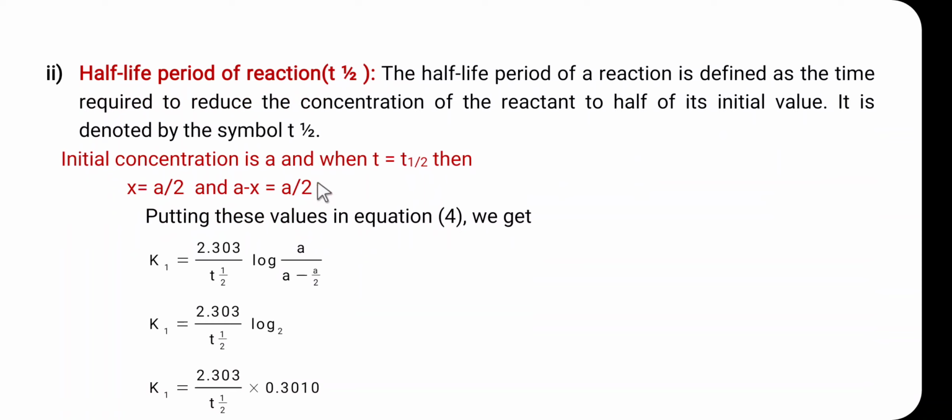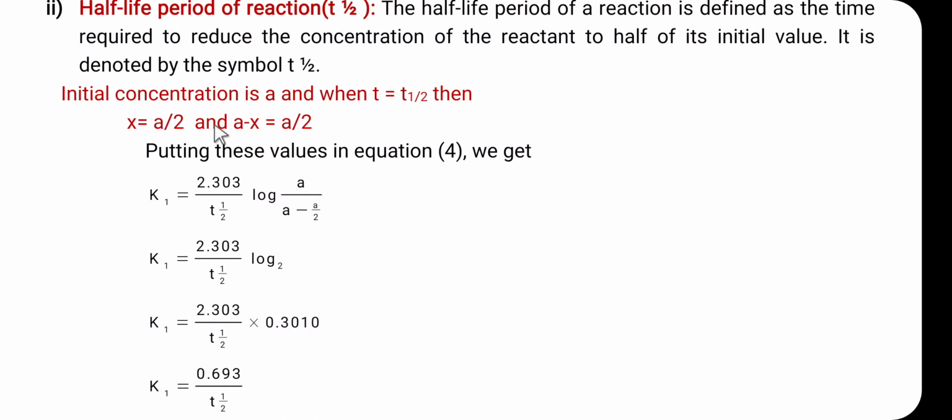Suppose the initial concentration of the reactant is a moles per liter. When t is equal to T1/2, then a by 2 moles will have reacted and a by 2 moles of the reactant will be unreacted. So here x is equal to a by 2 and a minus x is equal to a by 2.